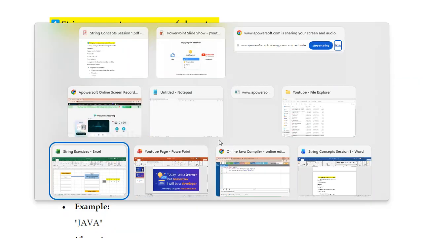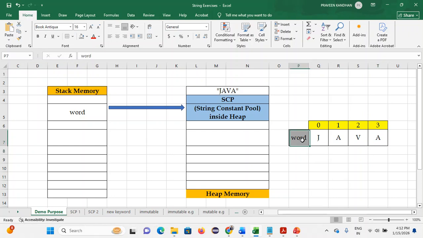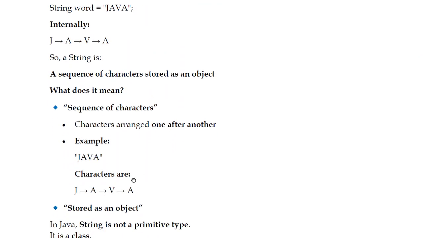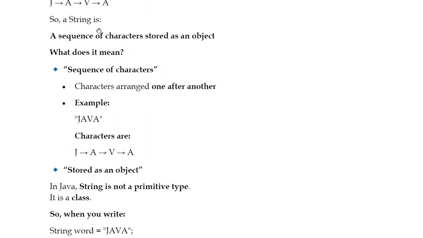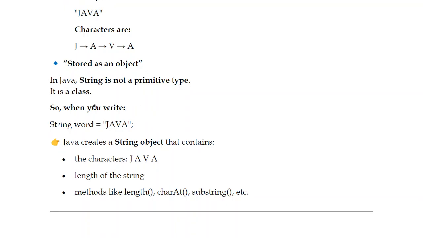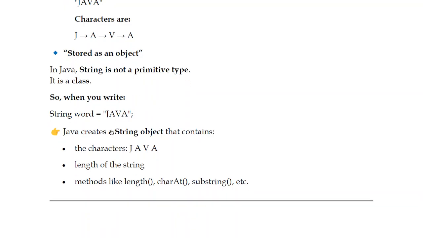In our previous session itself, I demonstrated with an example. So word is the reference variable. It stores the characters one after another. Characters arranged in order, one after another. So sequence means one by one. It is stored as an object. It is not a primitive type. It is a class. Very important interview question. String is a class.